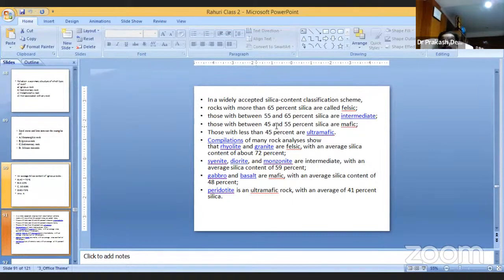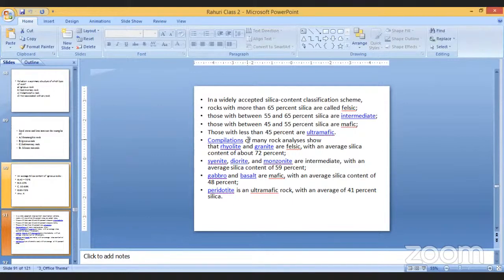Those with between 45 and 55% silica are mafic. Those with less than 45% are ultramafic. That is also related to acidic, basic, neutral, and ultra basic rocks. Correct?